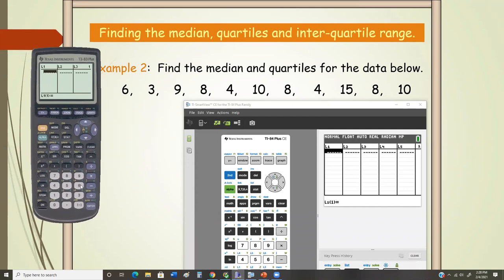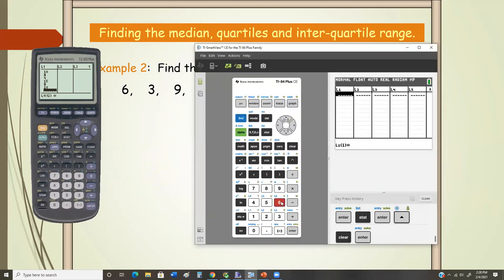All right. So then let's all do this together. 6, 3, 9, 8, 4. You don't even have to put it in order in your calculator. That's what's great. 10, 8, 4, 15, 8, and 10. Great. And then let's do the same thing in our TI-84. 6, 3, 9, 8, 4, 10.